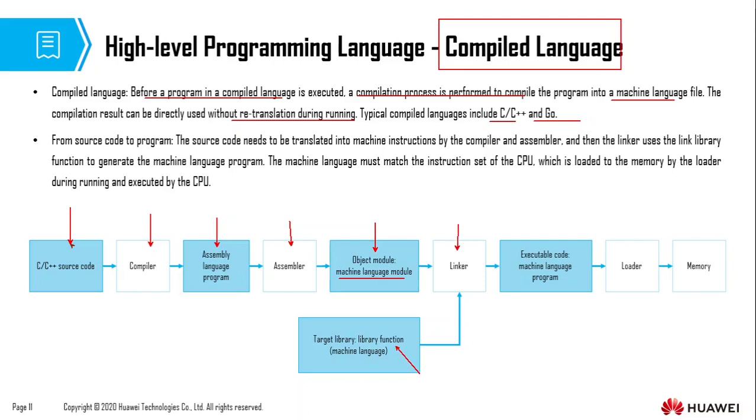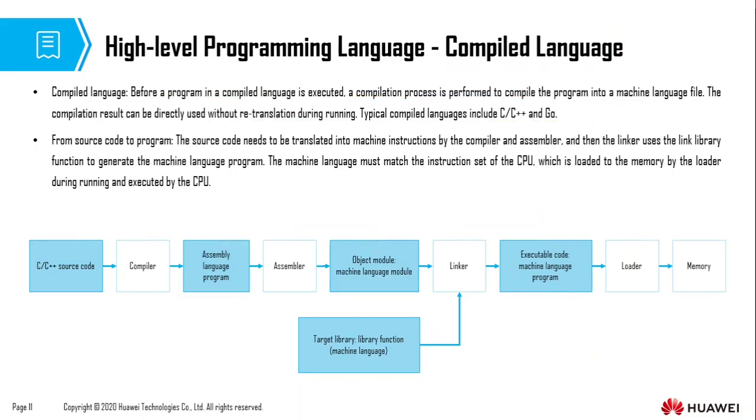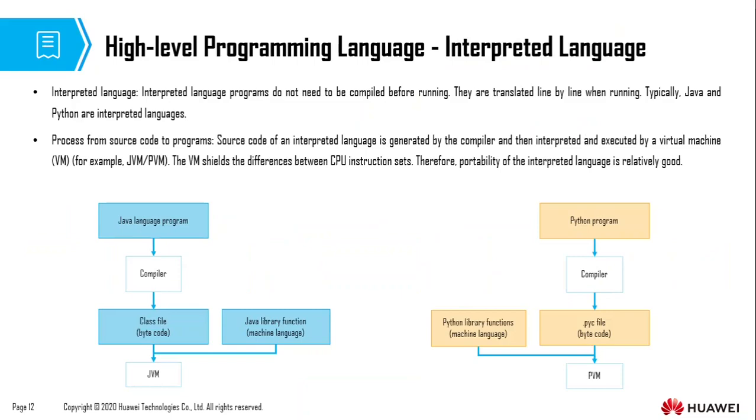Your object module is going to be linked up with the library functions. That is done by the linker, and the linker will now generate what we call the executable code, which is in machine language. That is going to be loaded by the loader into memory and be executed. So generally that is how your compiled language is processed on a computer.